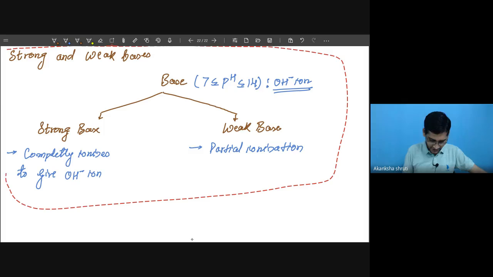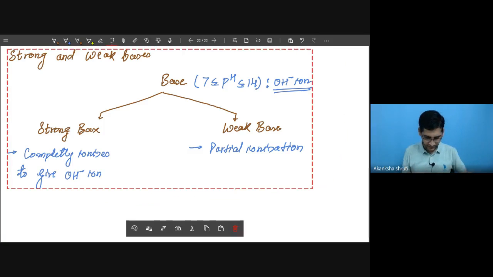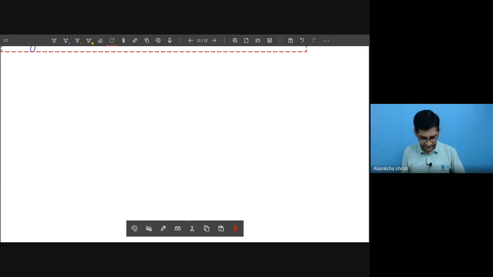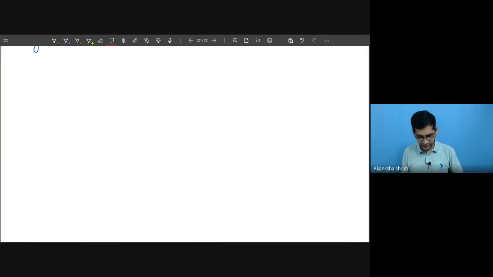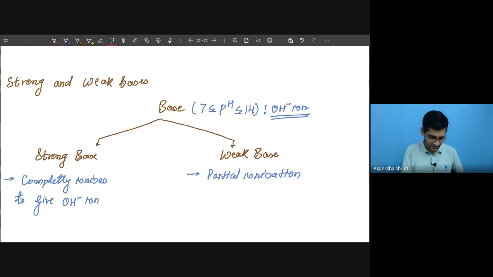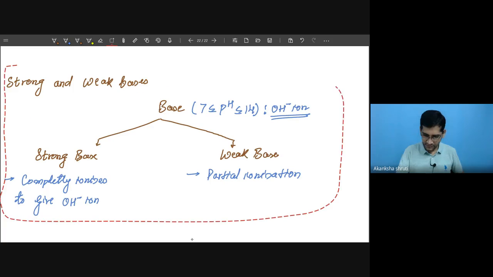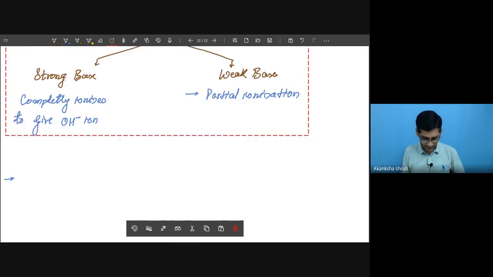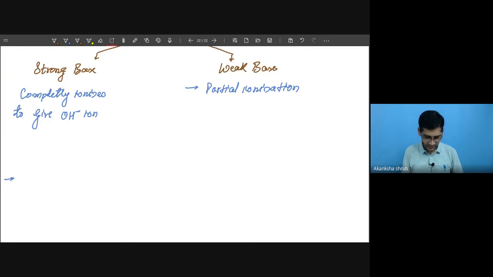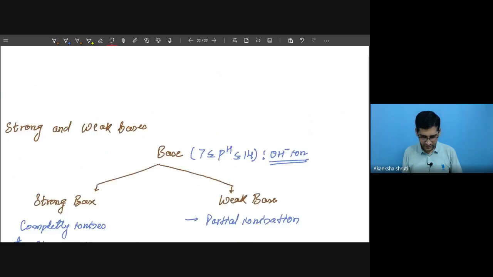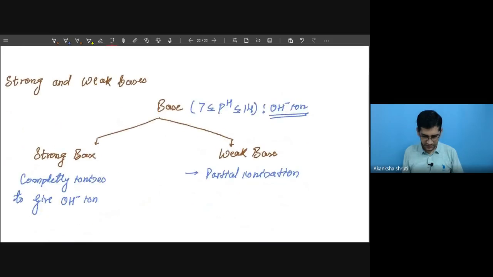The other one has the other tendency also. Let me shift it forward. Still there is a space.